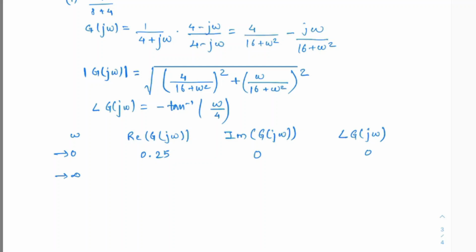When omega tends to infinity, the real part would become 0, since it has omega square in the denominator. In the imaginary part, if omega tends to infinity, it would be infinity by infinity. So we can use L'Hospital's rule, and then we'll be left with j in the numerator and 2 omega in the denominator. Since omega is in the denominator and it's tending to infinity, we would have 0.